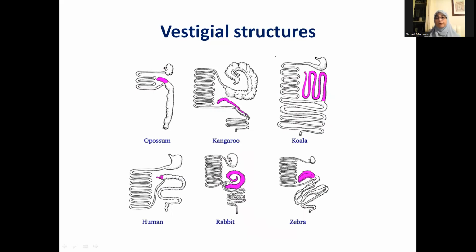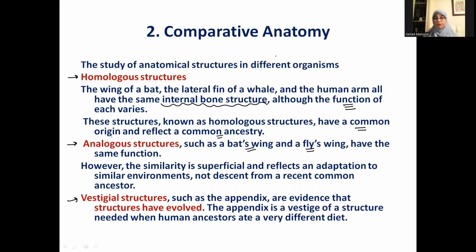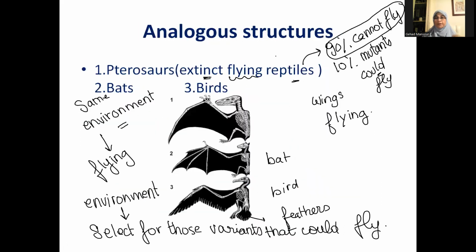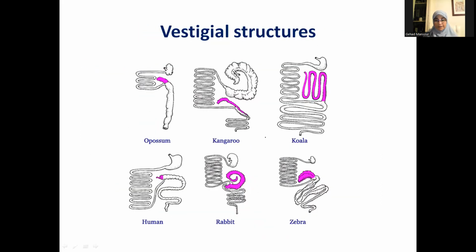As an evidence of evolution, we also have the vestigial structures. The vestigial structures are structures that became smaller or atrophic because they're not used. For example, the appendix. In human beings, the appendix is very small because the most important function of the appendix is to digest cellulose, okay? And to secrete cellulase enzyme that digests cellulose.